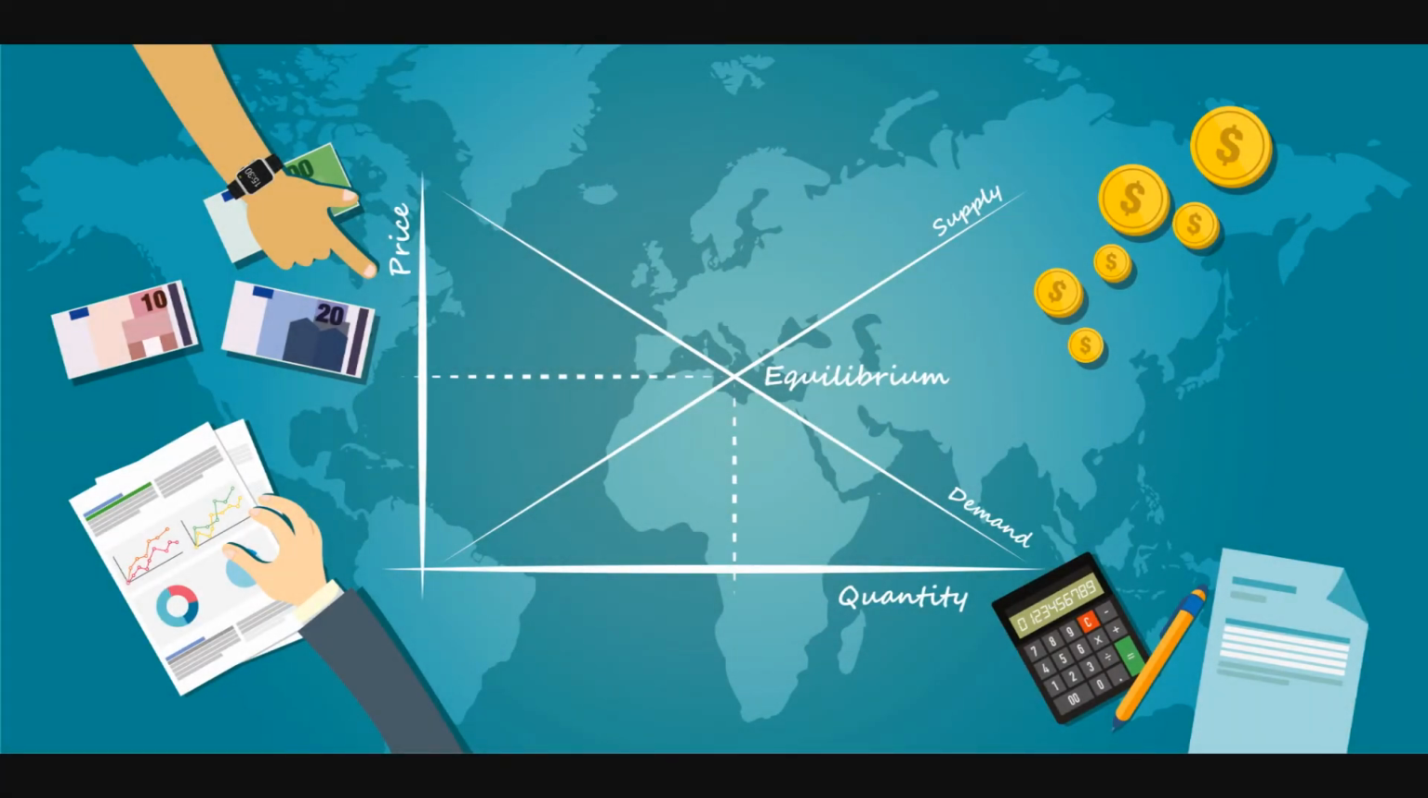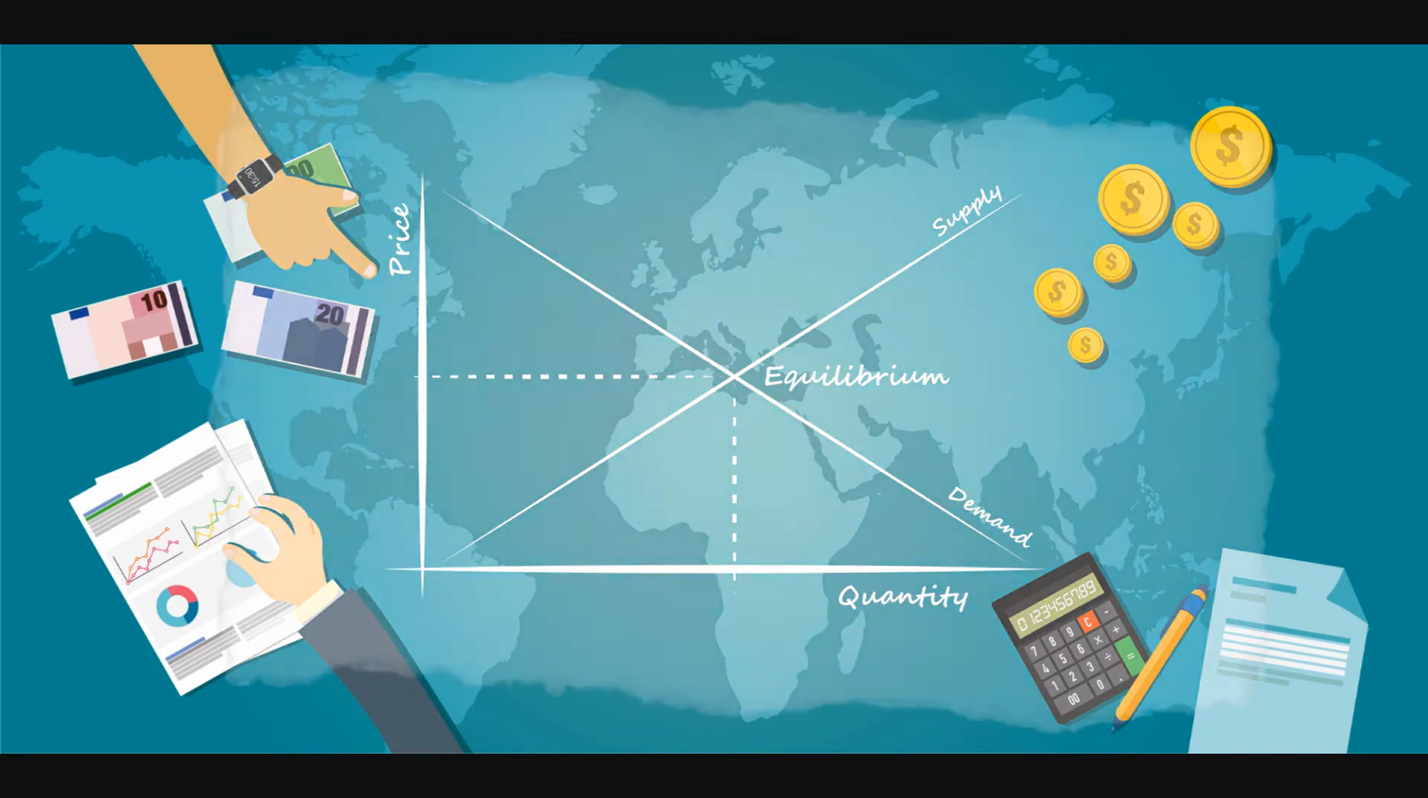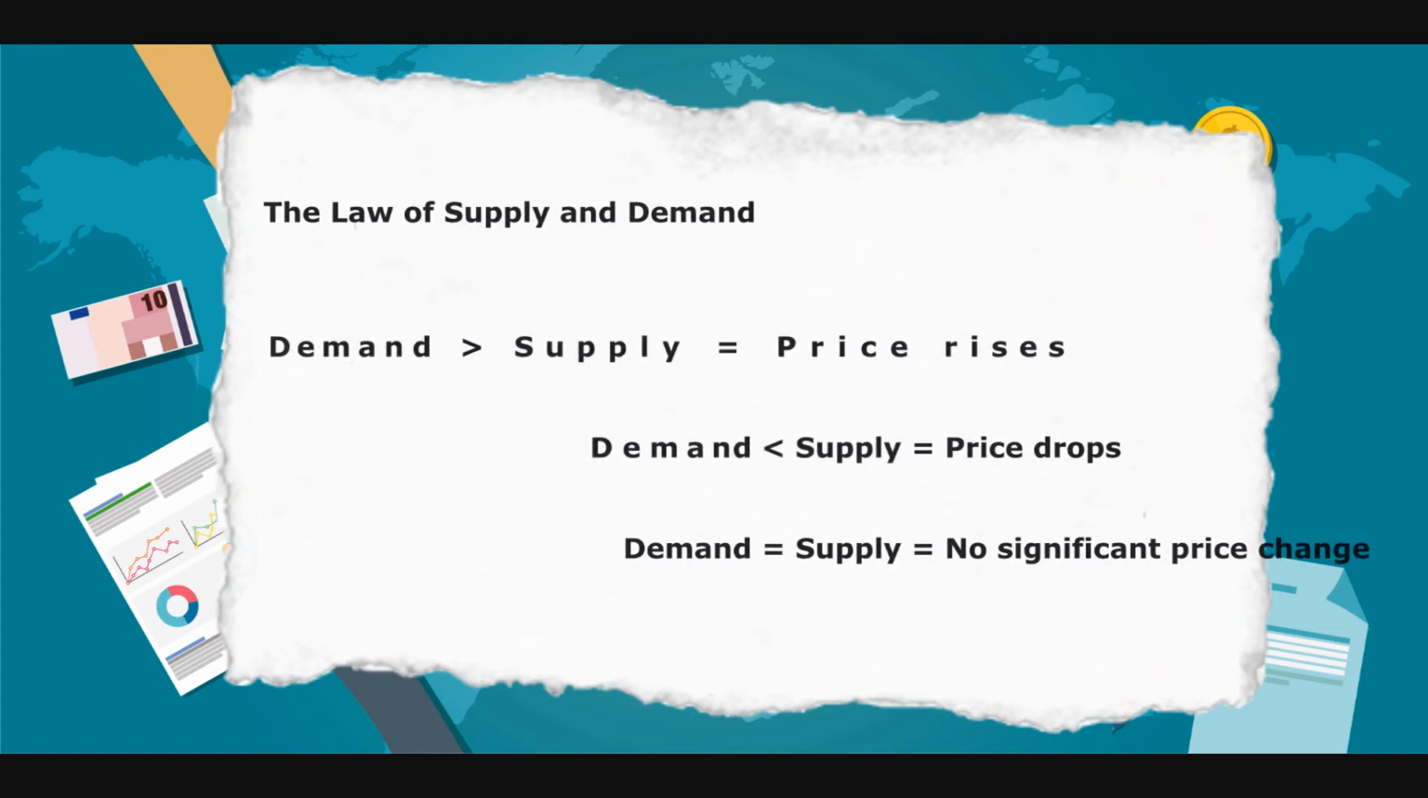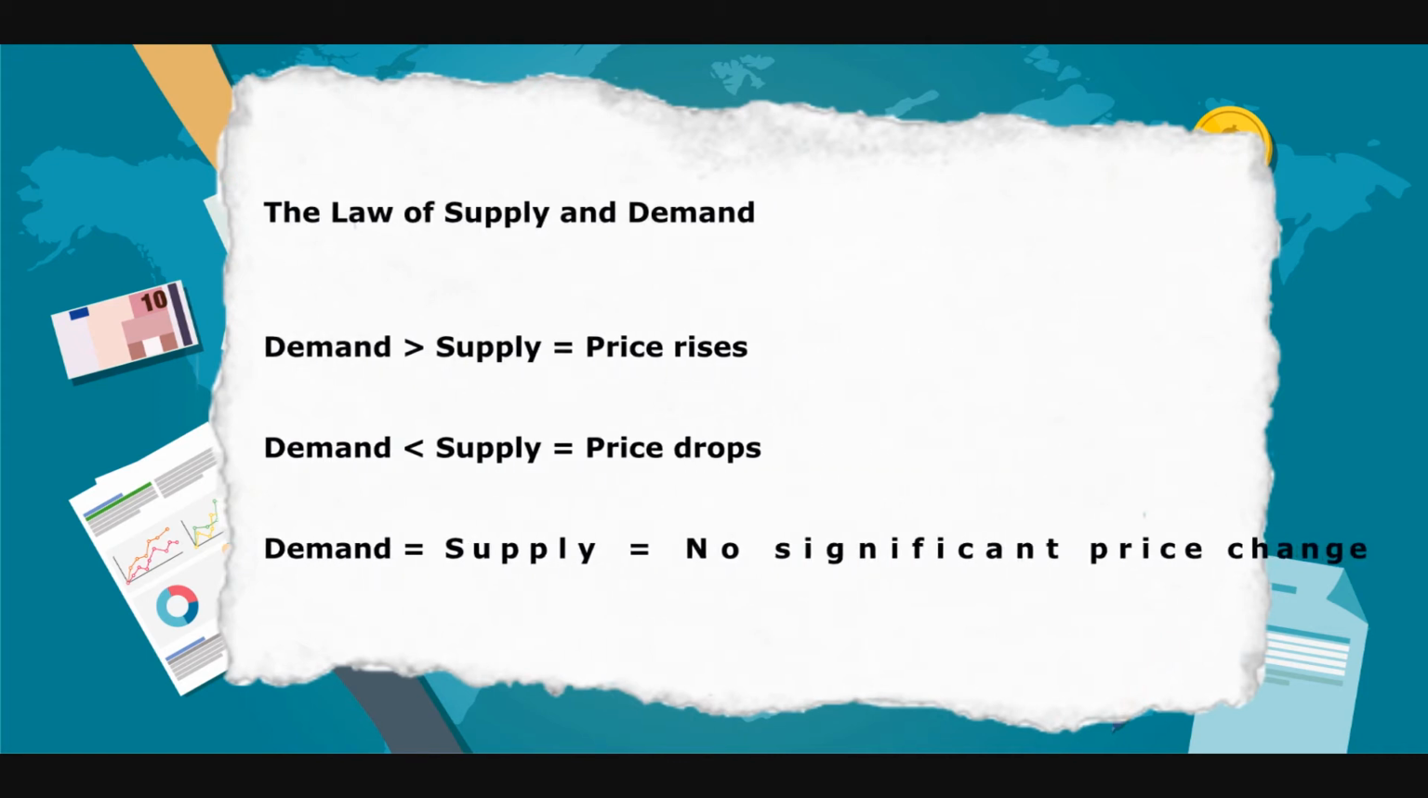All right, let's jump right in, guys. So Wyckoff's 3 laws are pretty basic. The first law is the law of supply and demand. When demand is greater than supply, price rises. When demand is less than supply, price drops. When demand is equal to supply, there is no significant price change. But this is usually an indication that there is either an accumulation or a distribution phase.